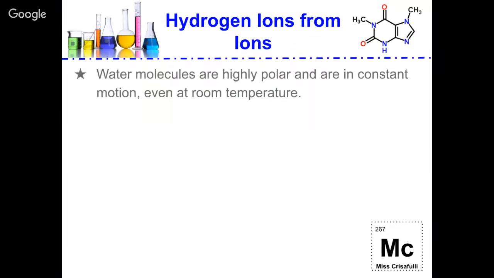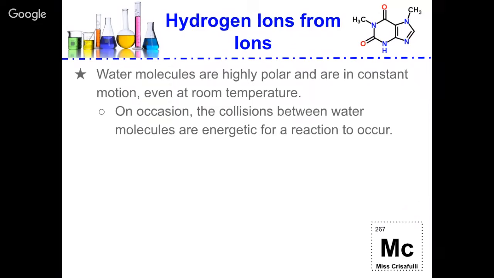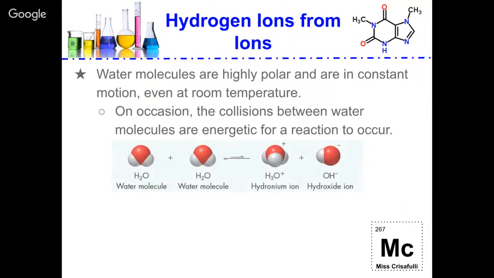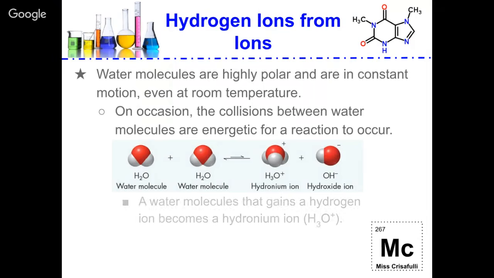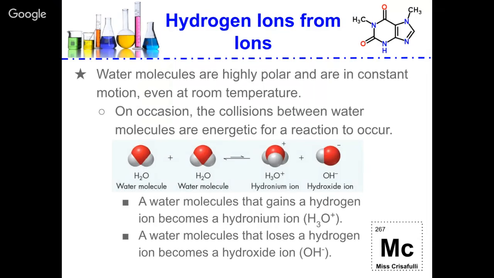So water molecules are highly polar and are in constant motion even at room temperature. On occasion, the collisions between water molecules are energetic enough for a reaction to occur. If two water molecules bang into each other, one of them is going to gain a hydrogen ion and become the hydronium ion, and the other one is going to lose a hydrogen ion and become the hydroxide ion.